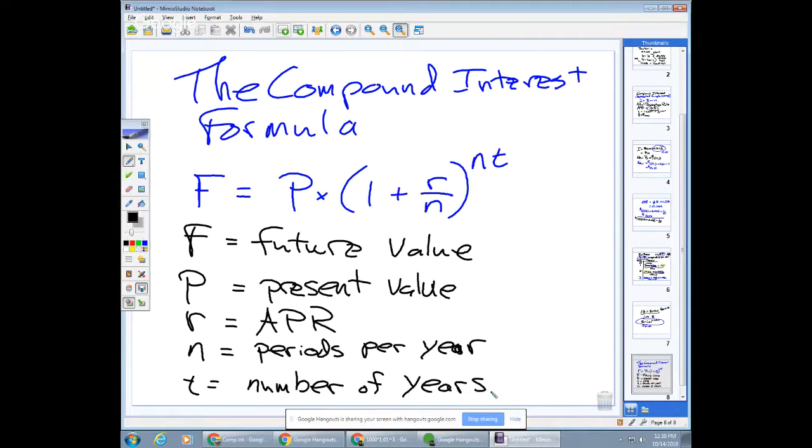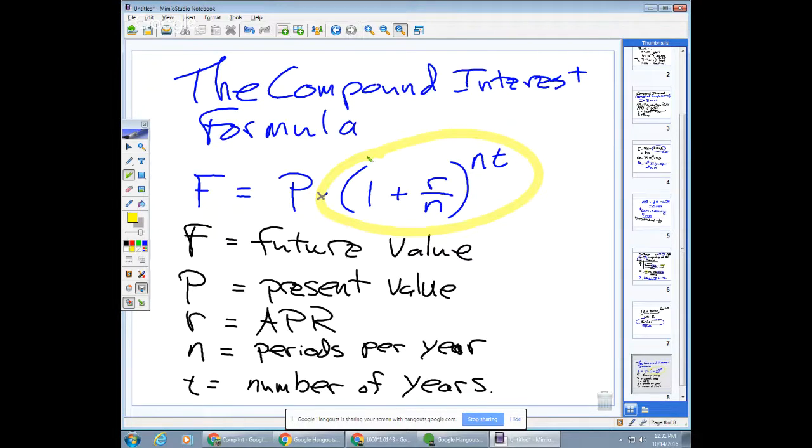Now notice the only connection between this crazy parentheses right there and the initial balance is a multiplication. So what that means is by just changing the multiplication to a division, we could reverse and say, I want $20,000 in the future. What would I have to invest now at a given interest rate to make that happen?